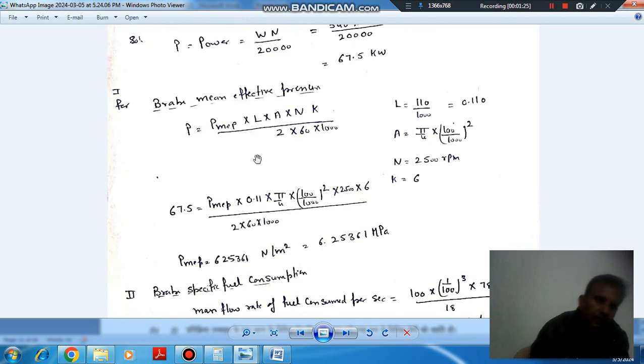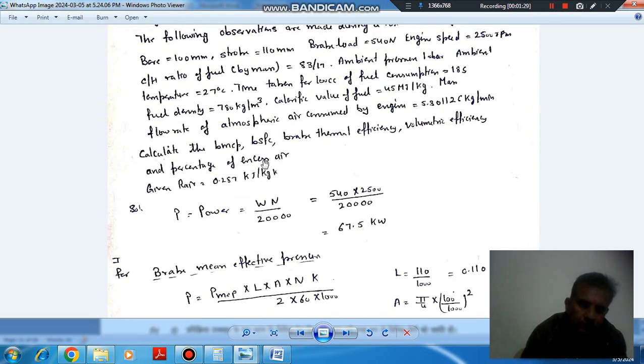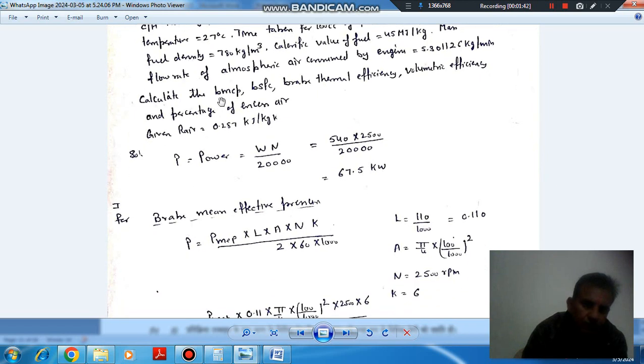Okay, so here the power law is given as P is equal to W N by 20,000. So W is your 540 Newton and RPM is 2500. P is in kilowatt. So putting these values, we can get power as 67.5 kilowatt. So the first part is to calculate brake mean effective pressure.